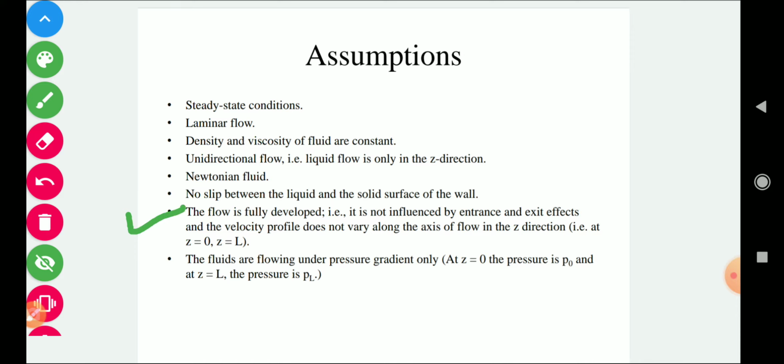It means it is not influenced by entrance and exit effects, and the velocity profile does not vary along the axis of the flow in the z direction. So there is no velocity variation along the z direction. It means the convective momentum at the entrance will be equal to the convective momentum at the exit. In that case, the net convective momentum will be 0. The fluids are flowing under pressure gradient only. So at z equal to 0, the pressure is P0, and at z equal to L, the pressure is PL.